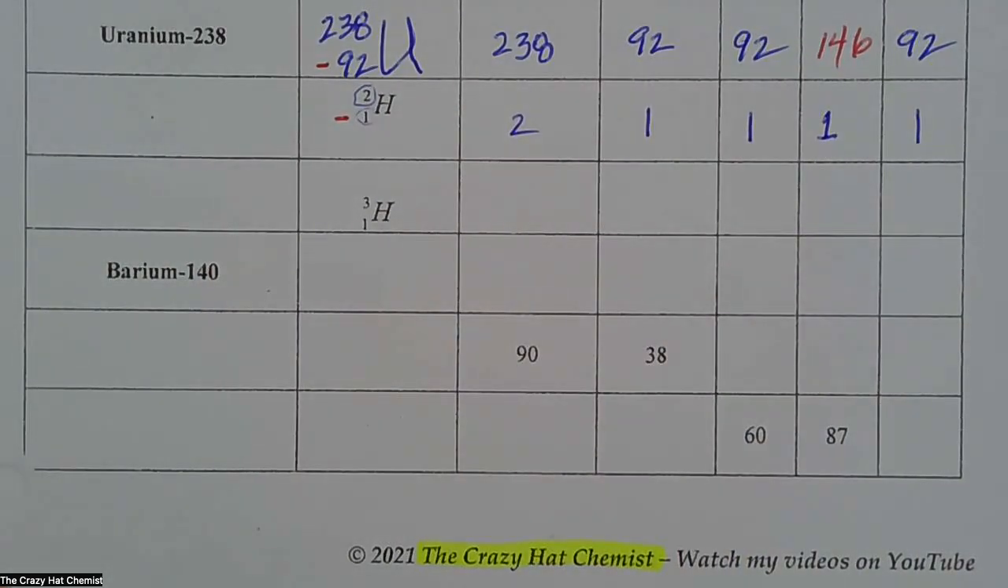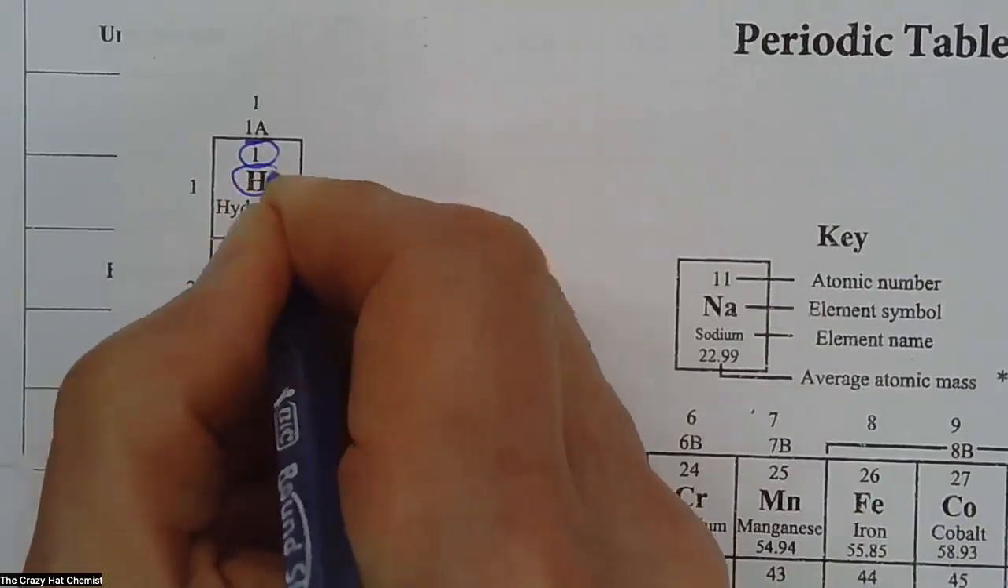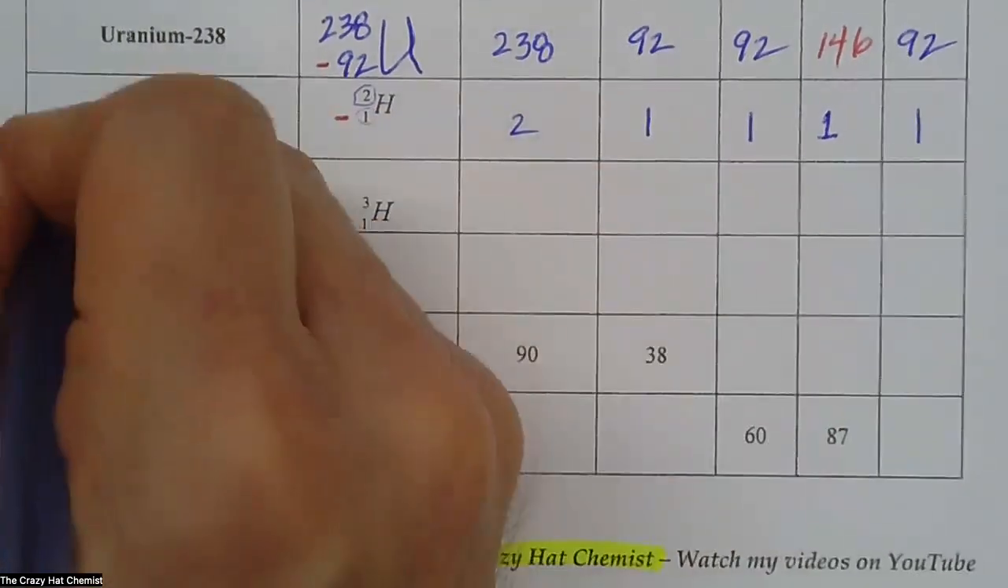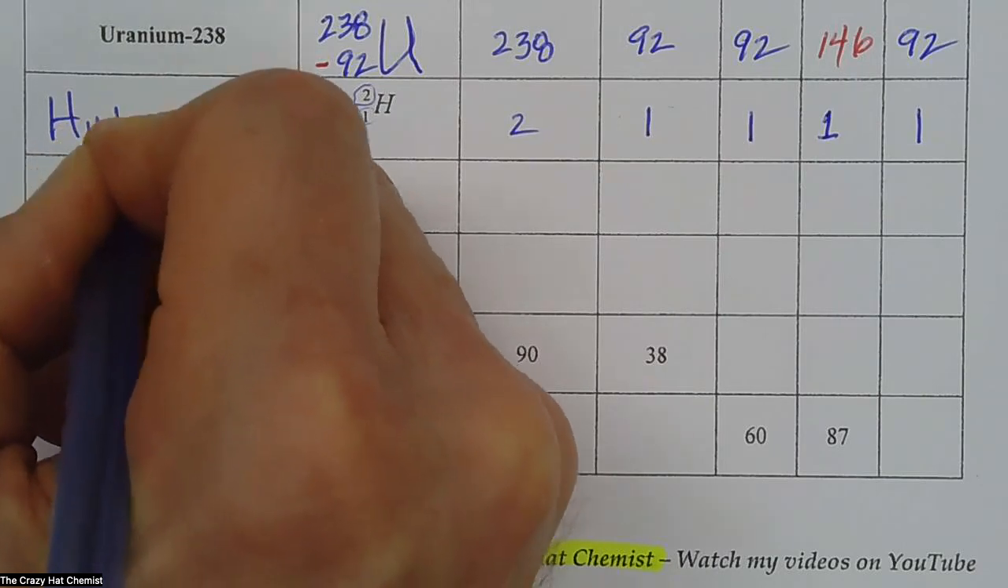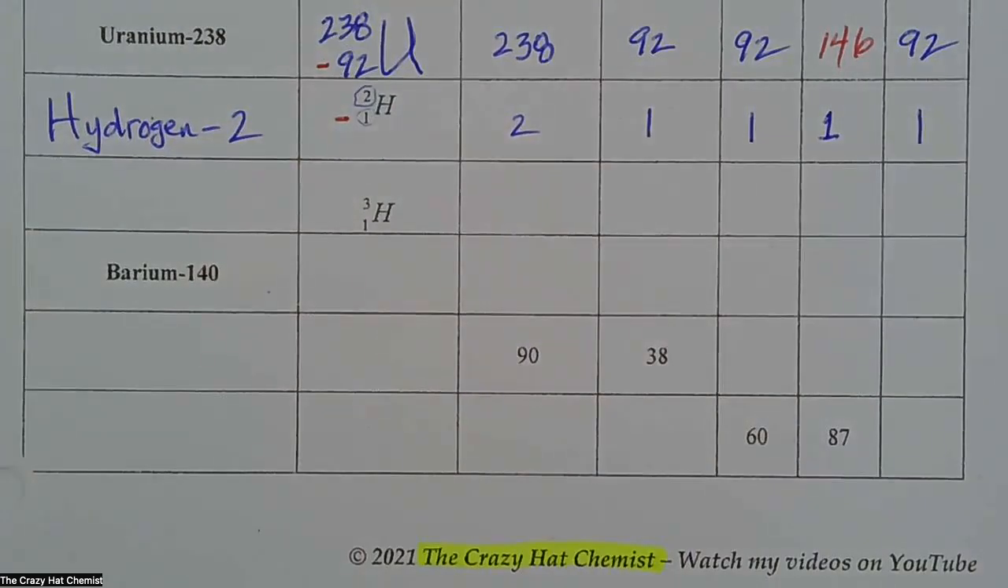I'm going to look on my periodic table to find atomic number 1. Atomic number 1, that is H for hydrogen. All right, fantastic. So that is the H, and it's hydrogen-2. This is called hydrogen 2, or actually the scientific name is deuterium, or heavy hydrogen.